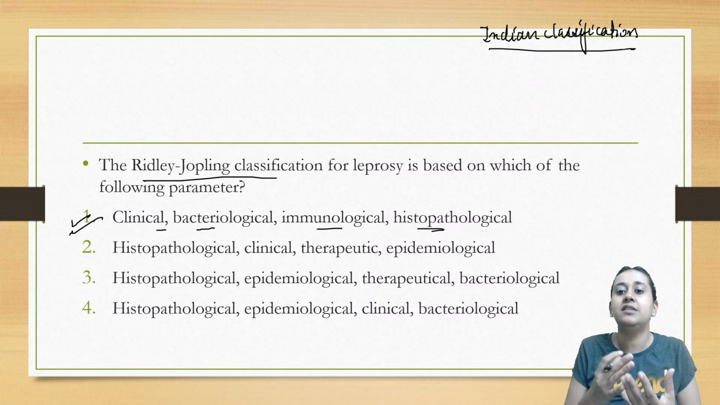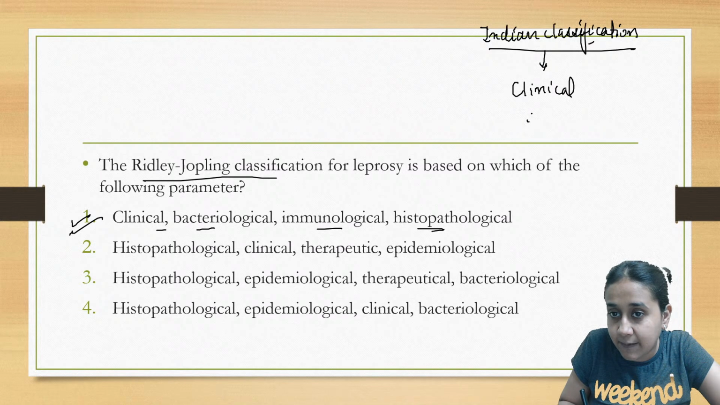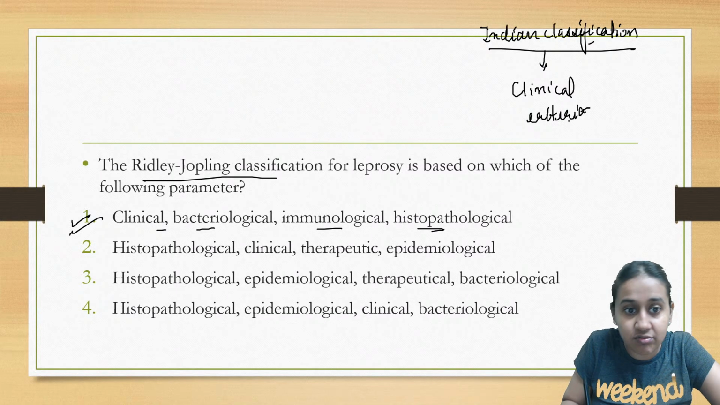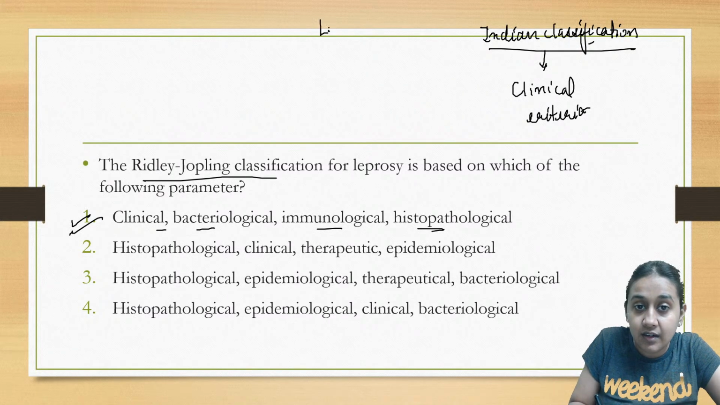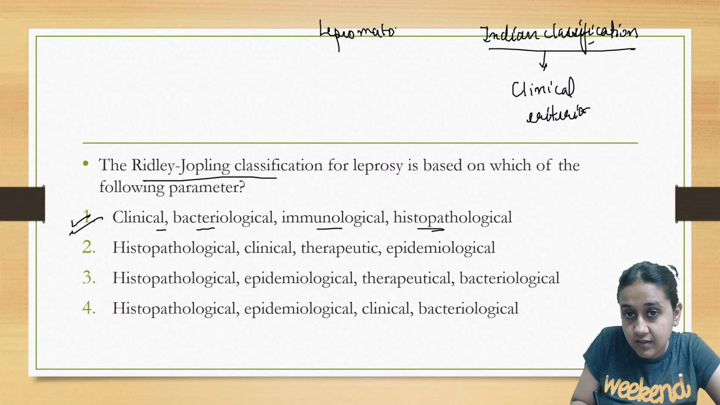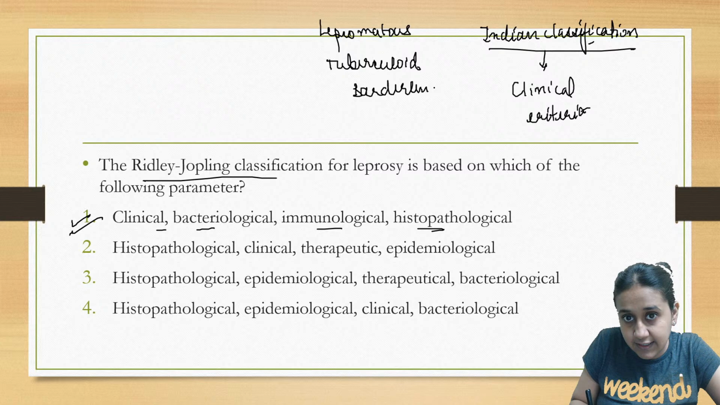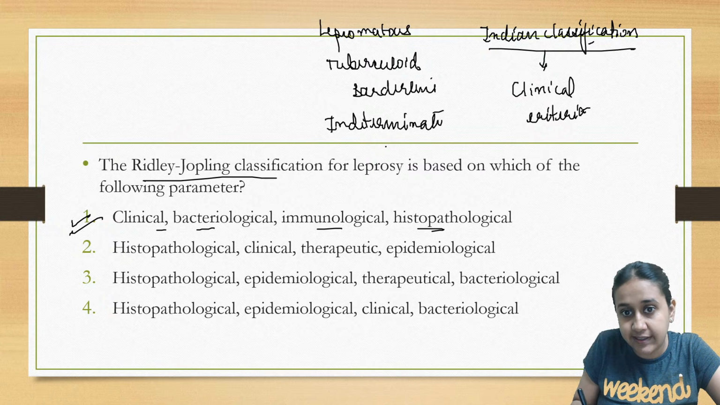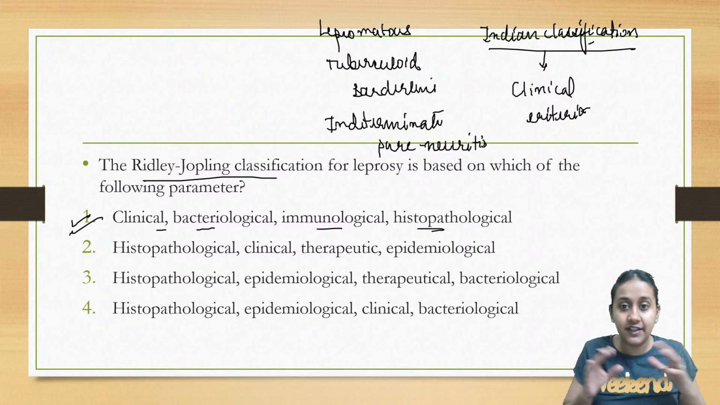We have designed our classification system in such a way that we only require one criteria, which is clinical criteria, to classify the patient into the different subgroups of leprosy, like lepromatous, like tuberculoid, like borderline, like indeterminate, or pure neuritic. So that is the difference between the Indian classification as well as the Ridley-Jopling classification. So these are the very important differences.